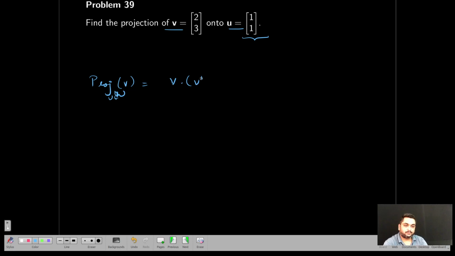The projection matrix is given as V into V transpose, inverse of V transpose V, into V transpose. Then I have to multiply it by U. Sorry, this should be V and this is U. This is the projection of V on U. There's a mistake here.